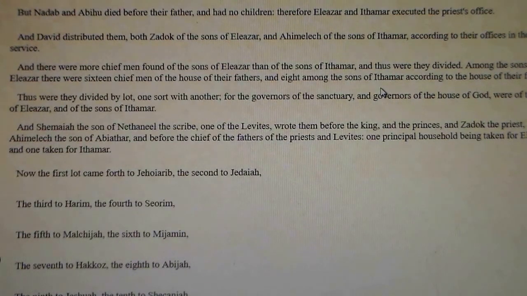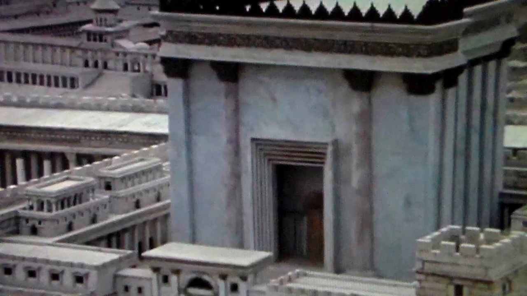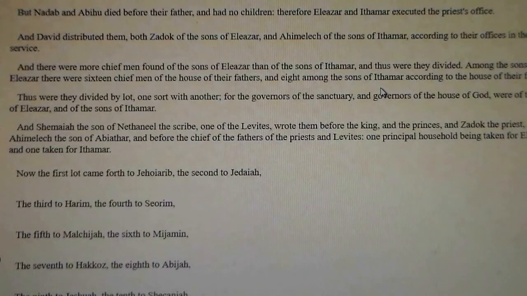And each priest had to serve 1 week according to their priestly duties in the temple, commencing on the Sabbath. Thus, these courses were changed every week, or every Sabbath. Therefore, 24 courses meant 24 weeks in all.